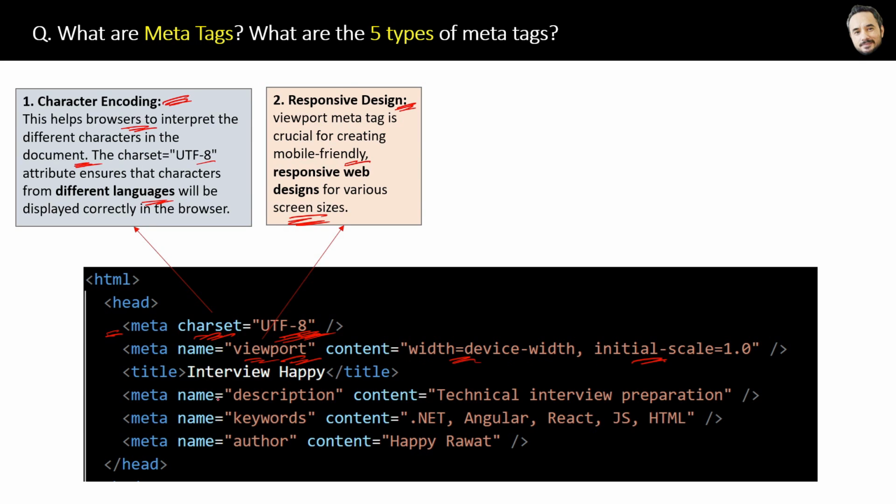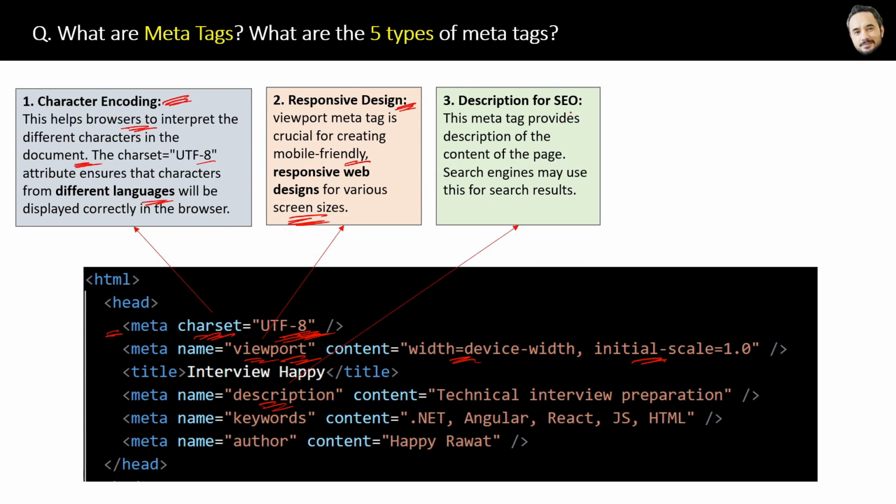Third meta tag is description, which is important for SEO. This provides a description of the content of the page. It is something a little bit more than the title. So search engines may use this for the search result.